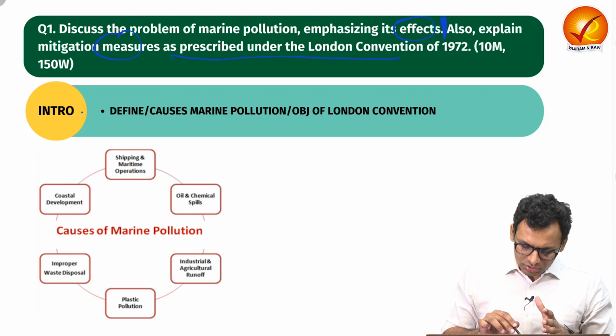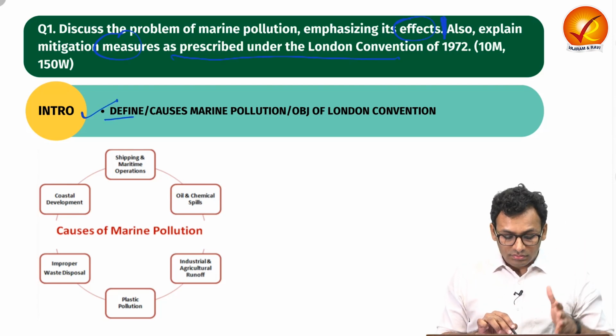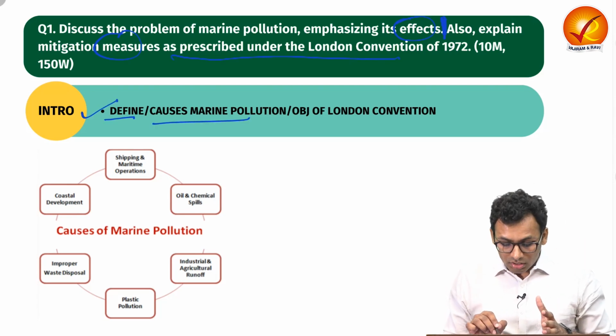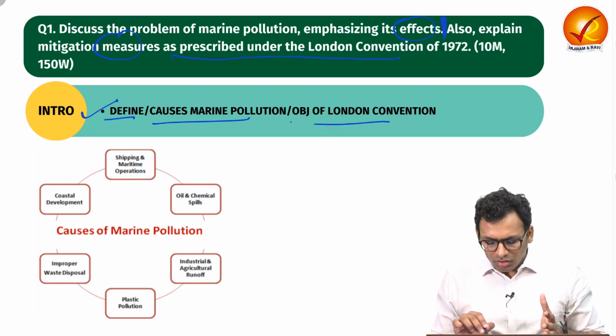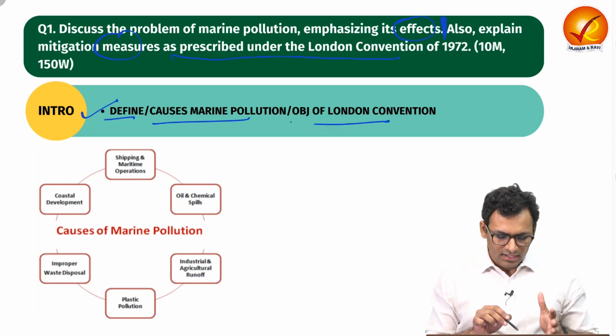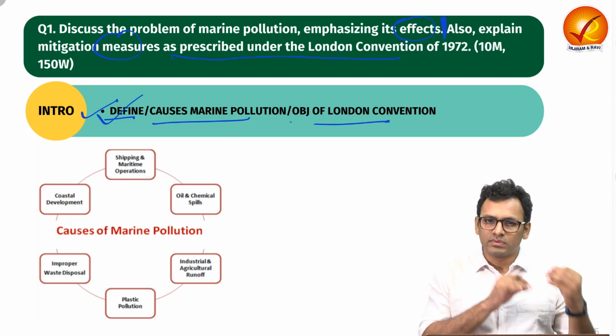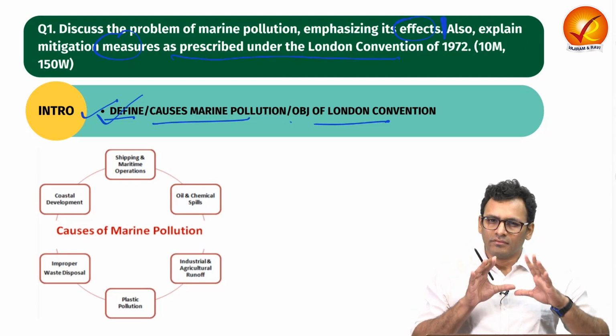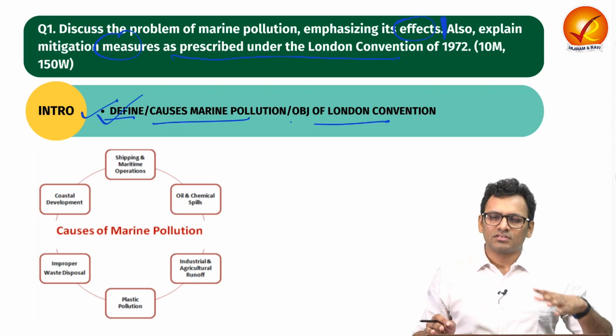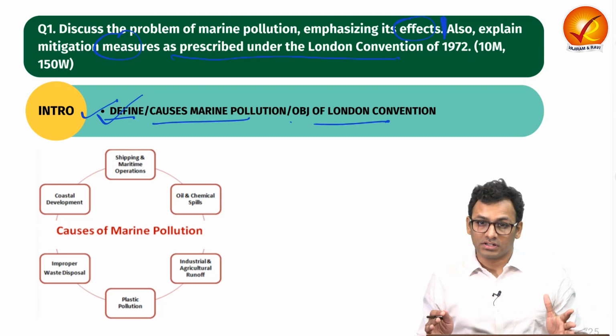In the introduction, you have the opportunity to either talk about the definition of marine pollution, or talk about the causes of marine pollution, or talk about the objective of London Convention. In the definition, you can talk about marine pollution refers to spreading of toxic waste material or substances or chemicals that harms the entire marine ecosystem.